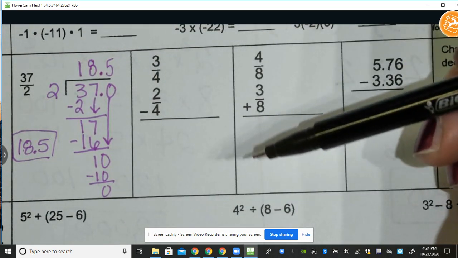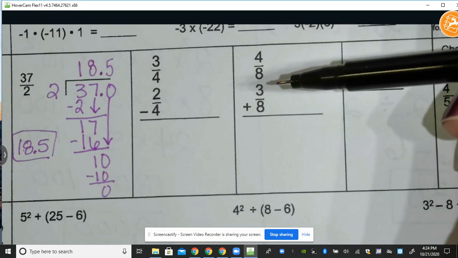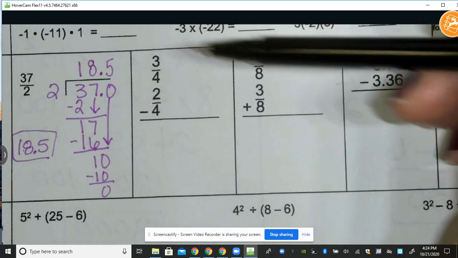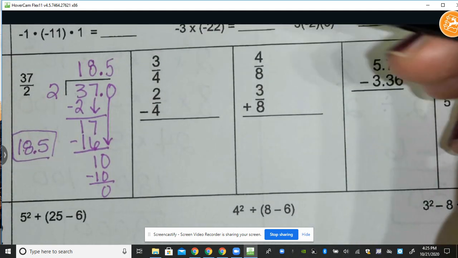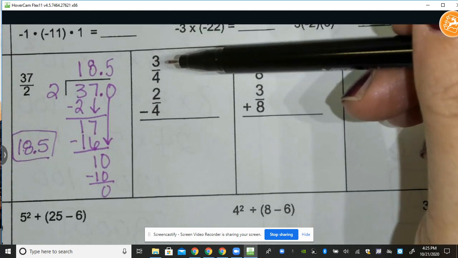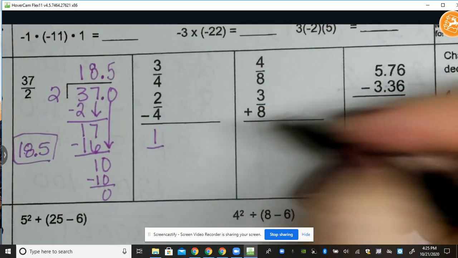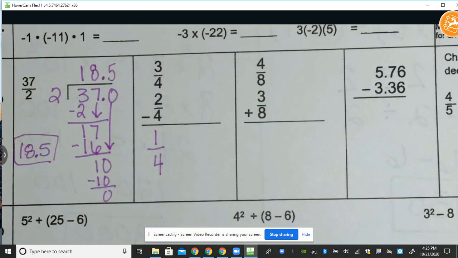You want to make sure that when you're subtracting and adding fractions, you have common denominators, which they already have. So you just need to look at your numerators. So 3 minus 2 gives me 1. So the numerator changes, but the denominator stays the same. So it would be 1/4.